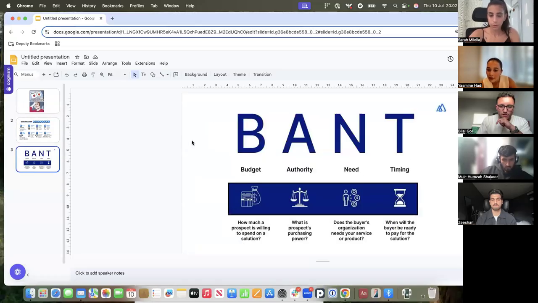So the buyer's potential purchasing power. So like purchasing power. Okay. Maybe, well, what is, okay?